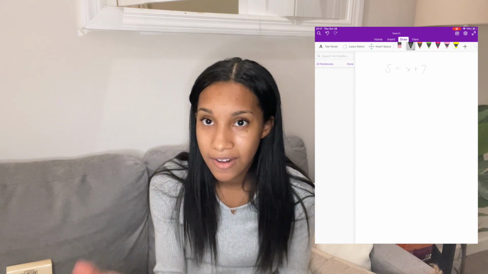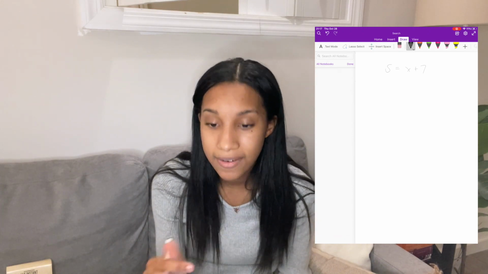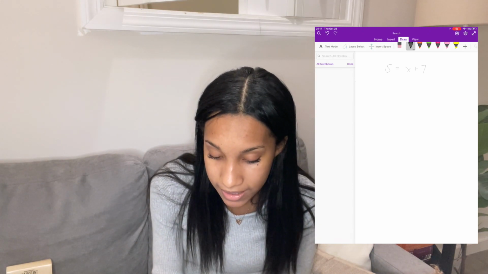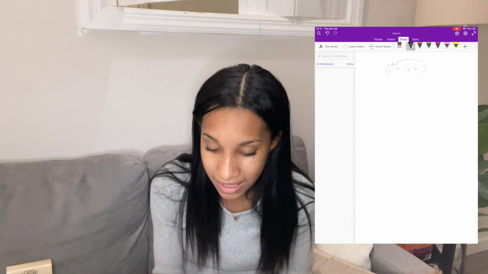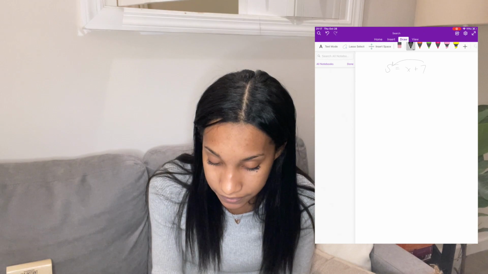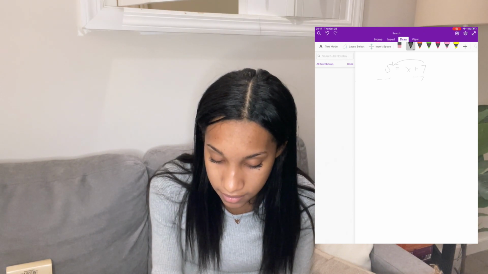So what you do to one side, you have to do to the other. You're basically just trying to neutralize everything. So you're going to take away 7 because you want x on one side of the equal sign. So you're going to subtract 7. So then x equals negative 2.